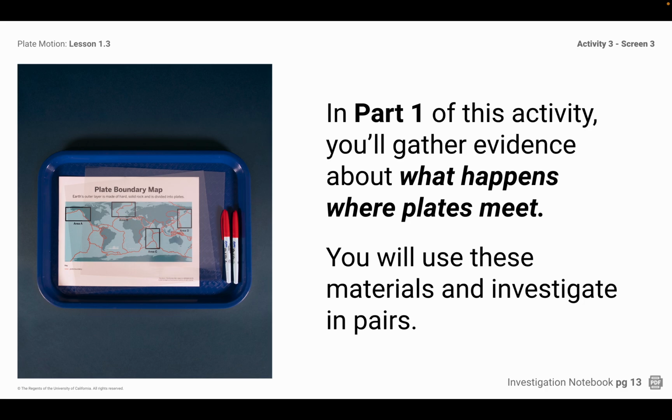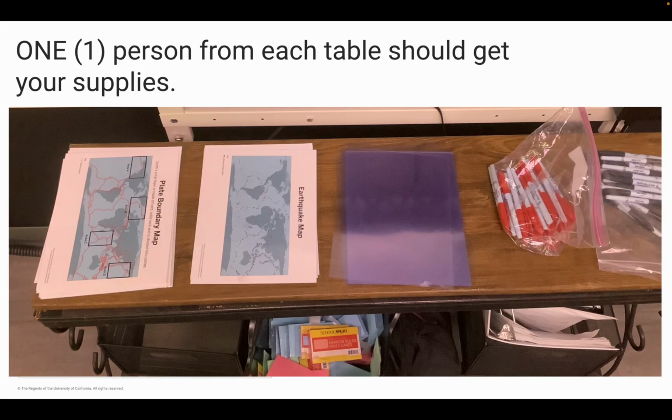So in part 1 of this activity, I want you to go gather some evidence about what happens where plates meet. Yesterday we saw that the plates move, either convergent, meaning they come together, or divergent, they go in opposite directions. But I want to find out what else happens where plates meet. So you're going to use these materials and investigate in pairs. I don't want you to necessarily talk about what's happening. You're just going to go ahead and do it. So this is a picture of the table in front of my screen, the Mimeo screen at the front of the room.